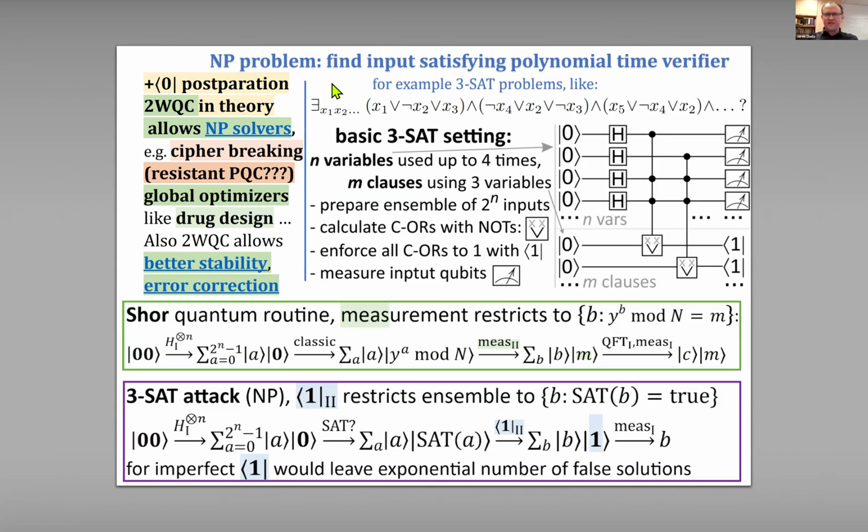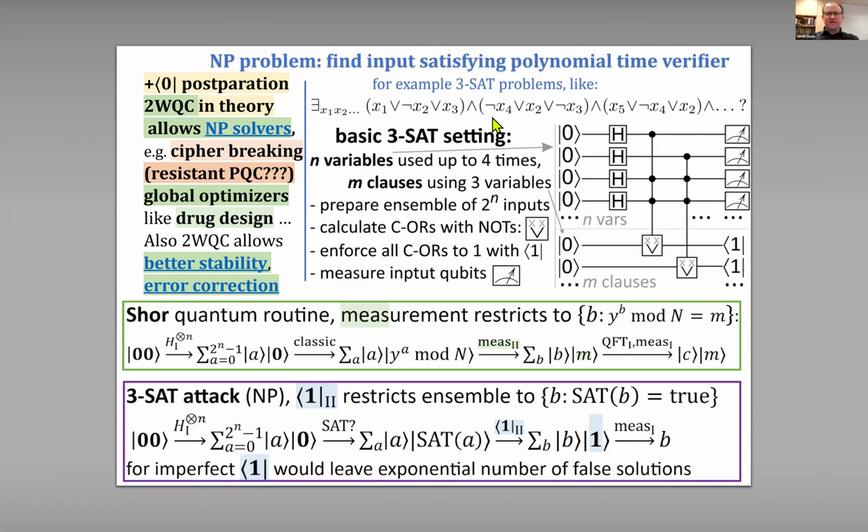Like for the 3-SAT problem, we have the verifier that checks if all the alternatives are right. So we have alternatives of triples, and some variables can be negated. And the question is, could we find the values such that all these alternatives are true? So this is an example of an NP-complete problem. If we were able to find a polynomial time algorithm to solve this problem, we would be able to solve all NP-complete problems. So this is a very nice problem to work with.